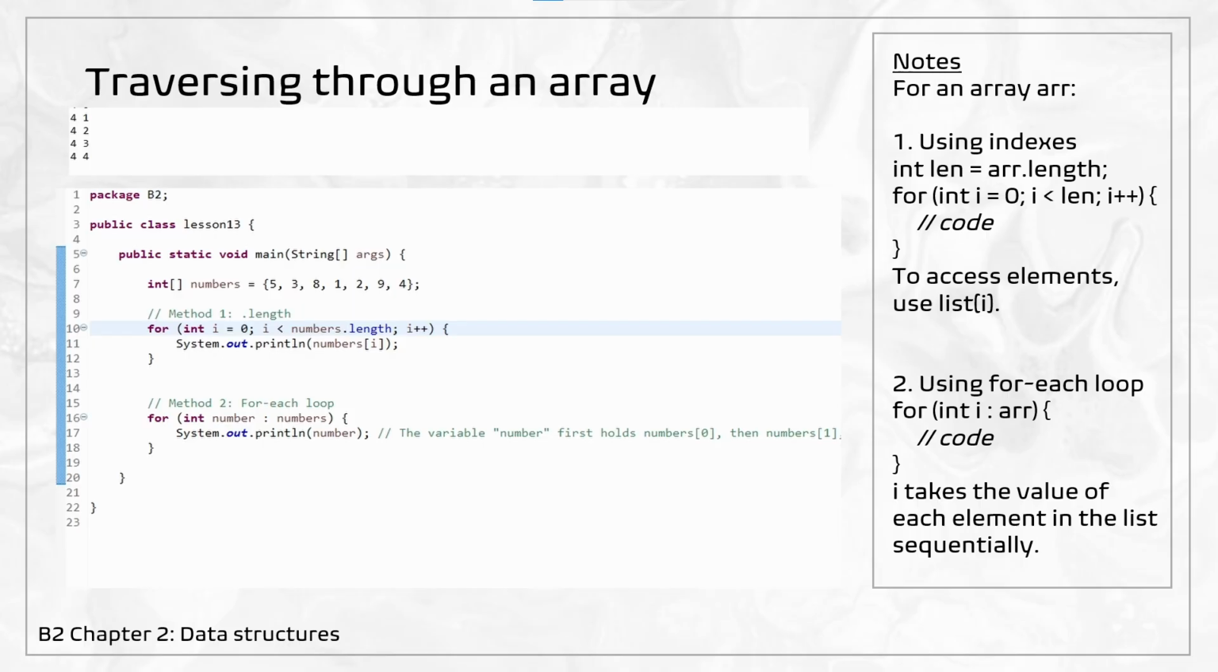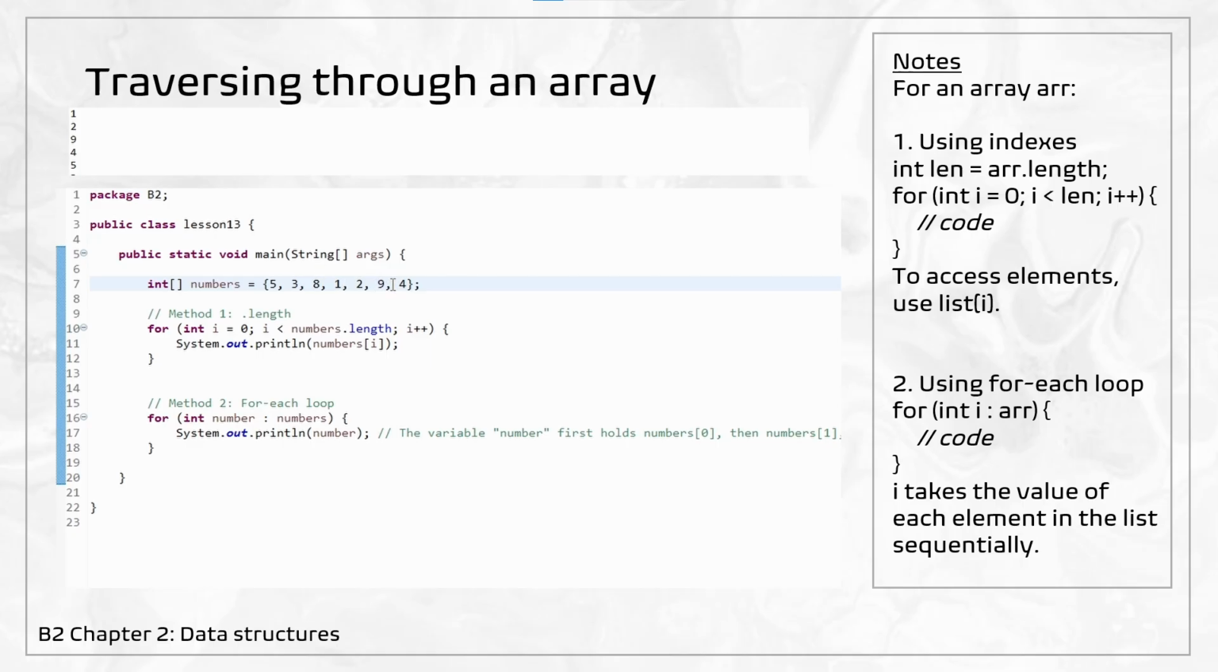Now let's look at how to traverse through an array. One way is to use the dot length operation. With this, you can use indexes to individually access each element. So here we have an array of numbers with 7 numbers stored inside. And this for loop starts at i equals 0 and increments by 1 each time. And this code prints out numbers[0], numbers[1], numbers[2], and so on until 6, as the length of the array is 7. So here, if we run the program, we can see that it starts at 5, 3, 8, 1, 2, 9, 4.